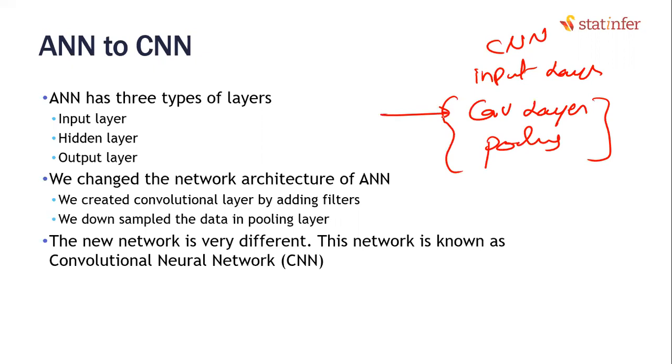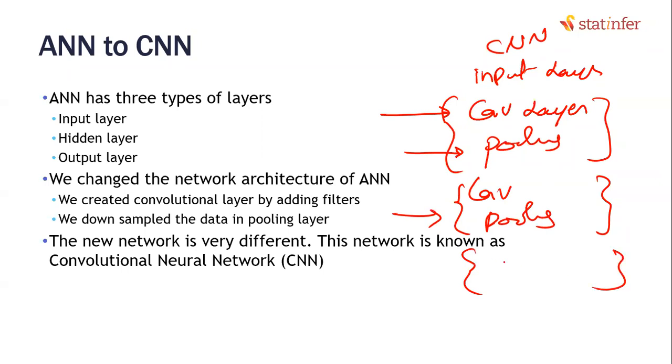Let's say this convolution layer is detecting low level features. Then you apply pooling. To detect mid level features, again convolution layer and pooling layer. To detect high level features, again convolution layer, pooling layer. This is a combination of input data, this is a combination of low level, this is a combination of mid level. Then finally we flatten it.